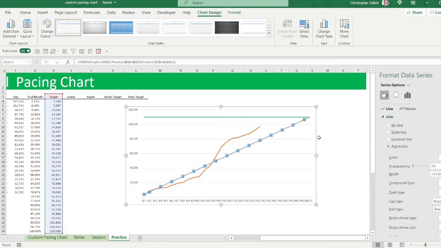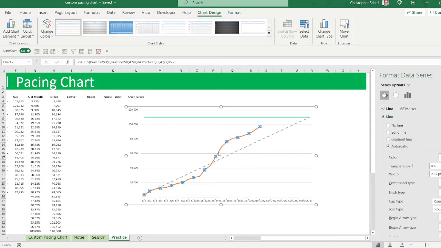Then for the target, this one I will give it a solid of gray. I will go with gray. Then I give it dotted. Okay, I'll give it a dotted line. That is it. I increase its width. Oh, yeah, that is all for that.